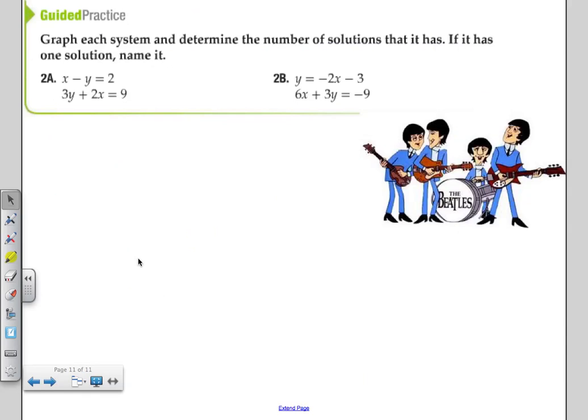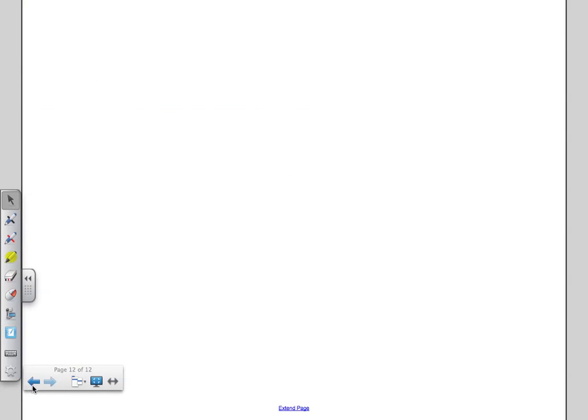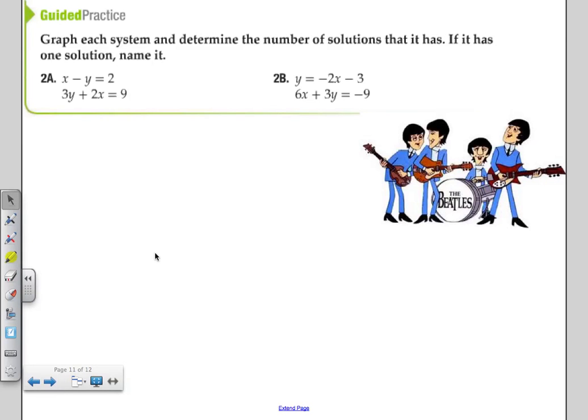Here are a couple for you guys to do. Good luck with that. And I think that is the last slide of the day, sure enough. So there are your guided practice problems, and we'll talk about it in class. We'll have a worksheet to do in class tomorrow on this.